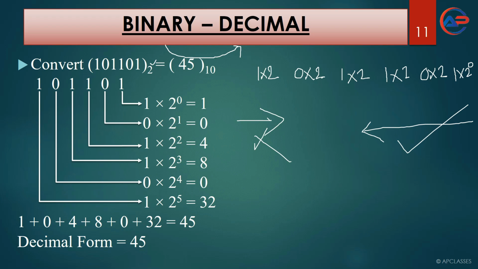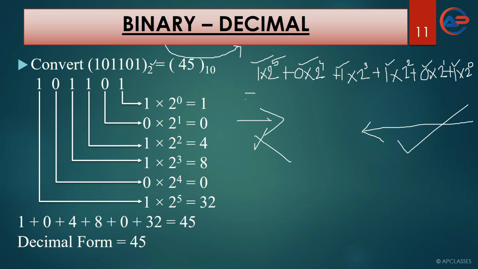This is 2 to the power 0. Here you write 2 to the power 1, here 2 to the power 2, then 2 to the power 3, 2 to the power 4, and finally 2 to the power 5. What we are going to do basically is multiply each digit with 2 to its power. We multiply this one with 2 to the power 0, 0 with 2 to the power 1, then 1 with 2 to the power 2, 1 with 2 to the power 3, 0 with 2 to the power 4, and 1 with 2 to the power 5. After that, we have to add everything. Whatever gap you see, fill it up with an addition sign.